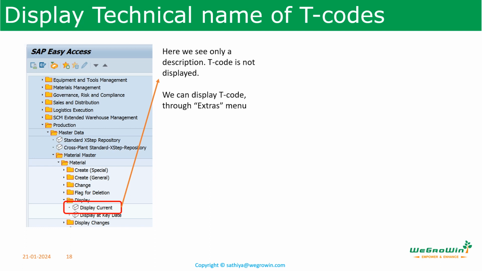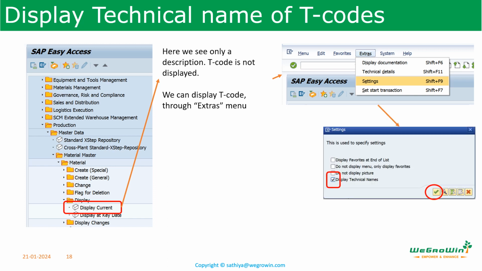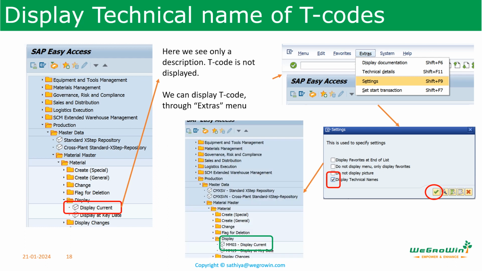For that we can display the T code using the extra menu. In the settings area, there is a fourth line you see here, display technical name. You click on it, then press enter, and you will be able to see the display as MM03 display current. So now it is showing the T code. To display the material master, the transaction code is MM03. Now you see the transaction code also. This is very important to see.